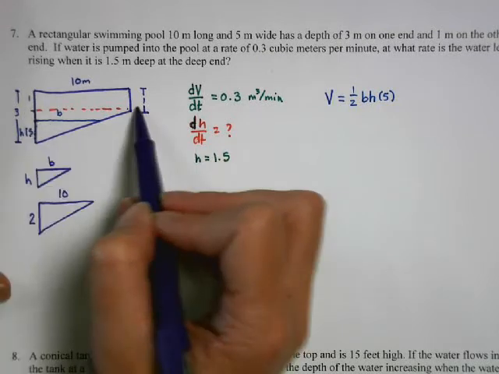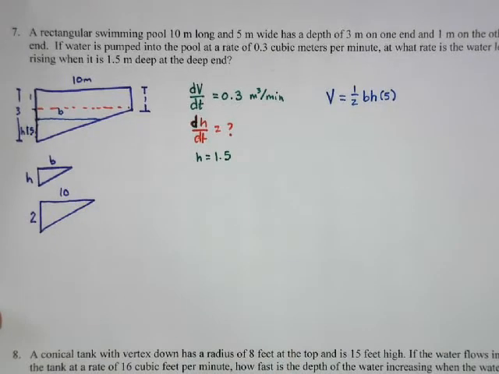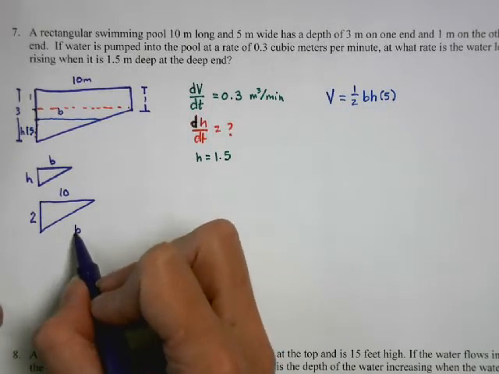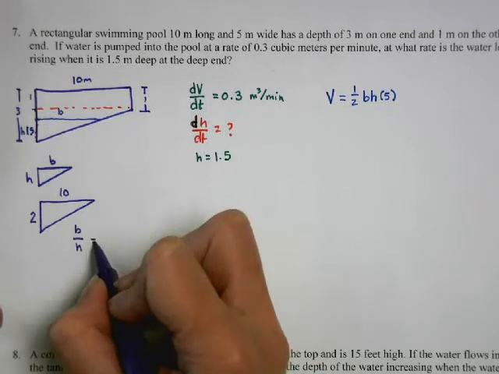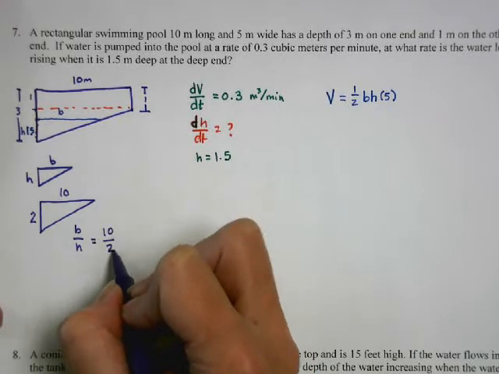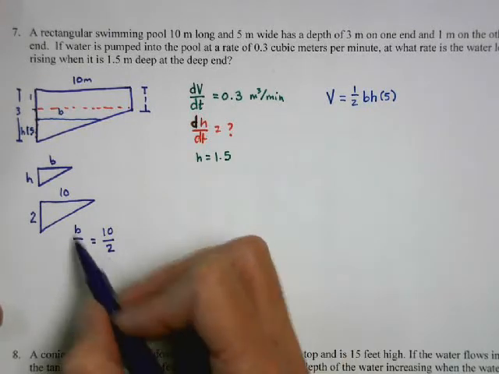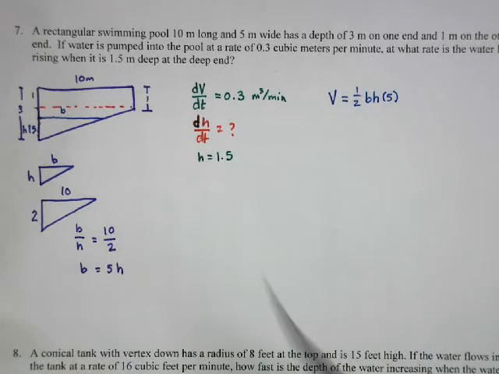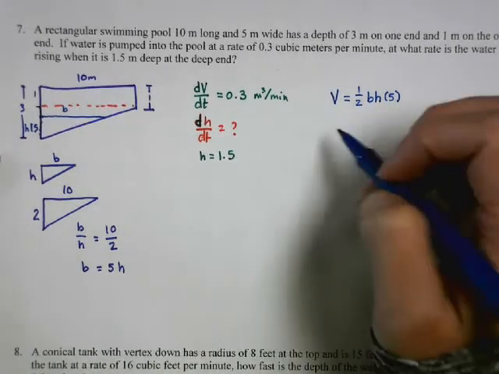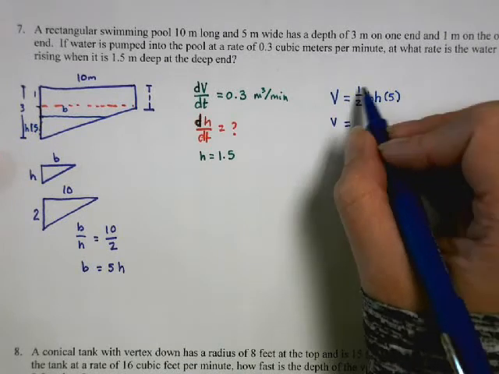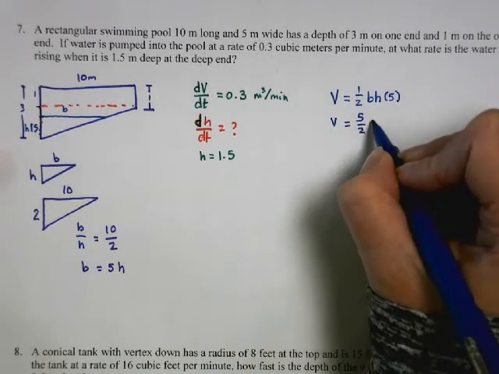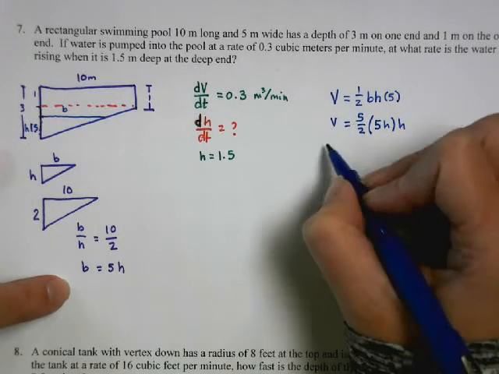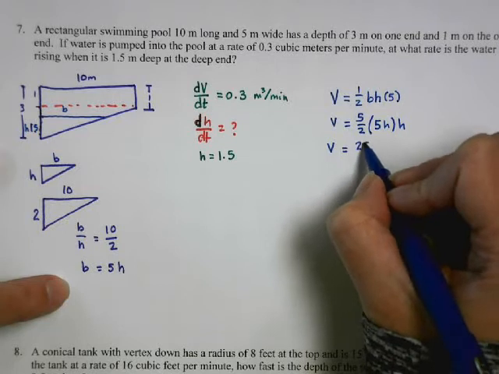So I can come up with a ratio from similar triangles. Base over height is going to equal 10 over 2. So solving for B, B is going to be 5 times H. So over here, I'm going to have 5/2. My base is now 5H, times H. So we're going to have 25 over 2 H squared is my volume.